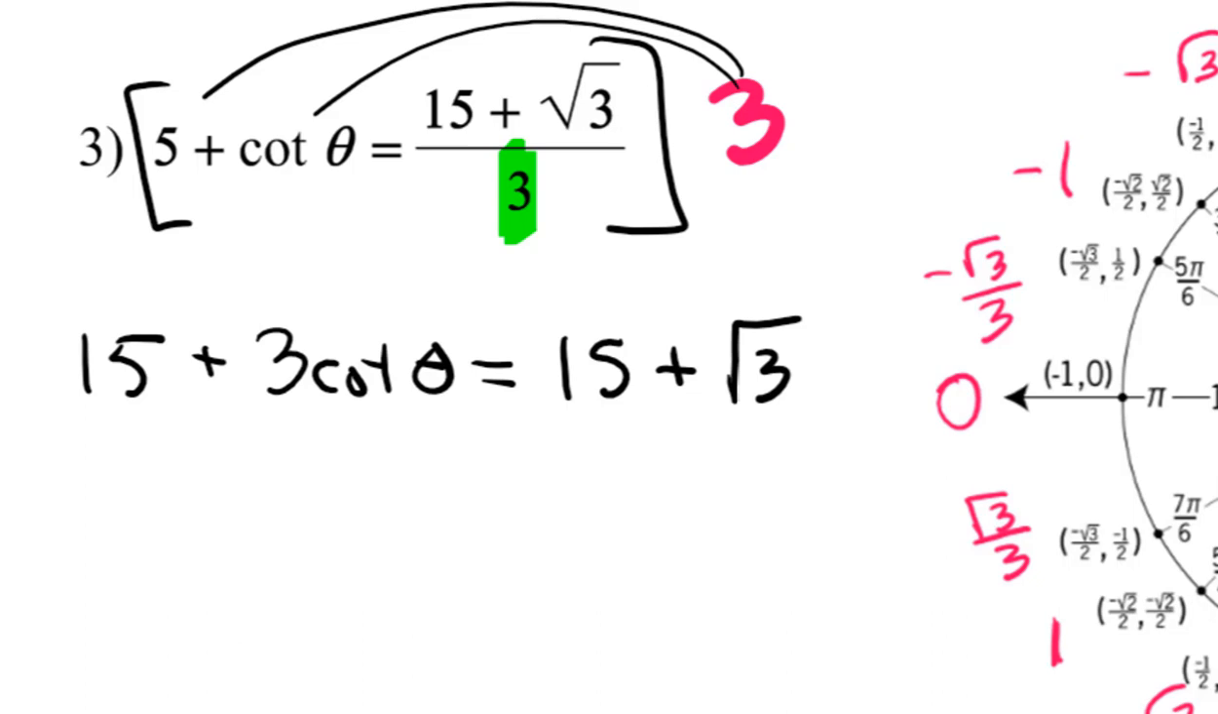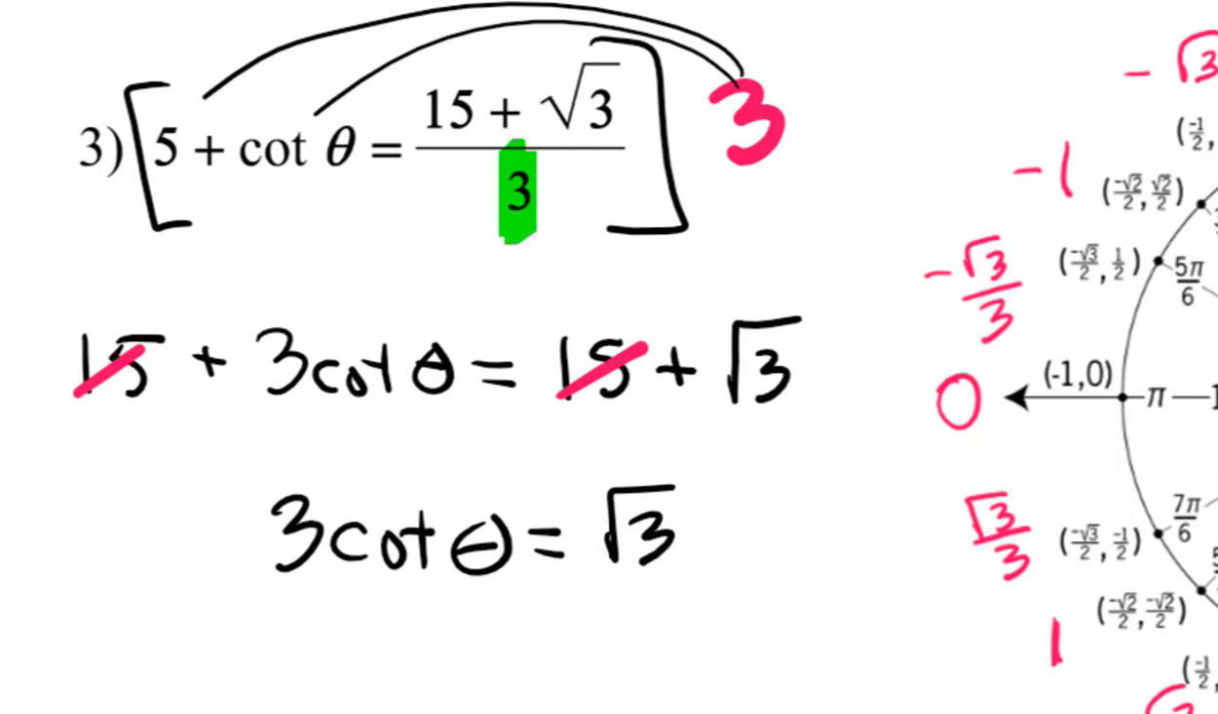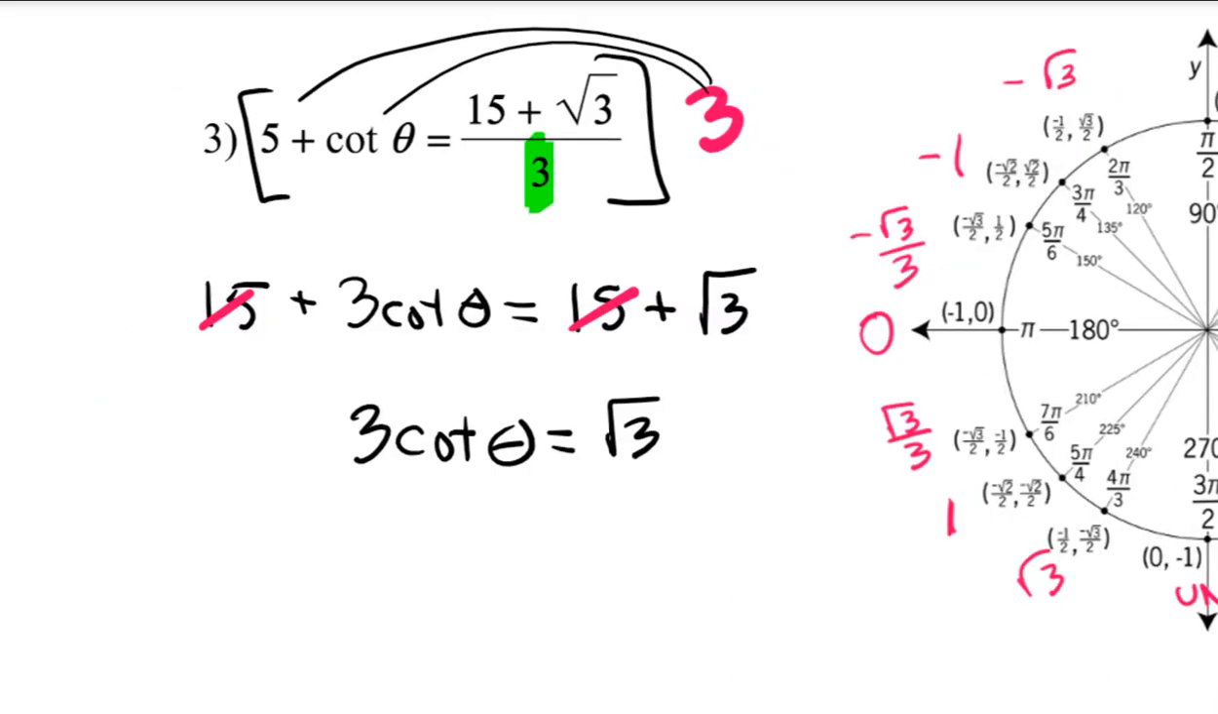From here, you're just going to subtract. Remember, we want to isolate the trig function, which in this case is just cotangent of theta. So we want to get that all by itself. First we will move the 15 on the left over to the right, or vice versa. It doesn't matter because they will both cancel out. So this 15 and that 15 are both going to cancel out and leave us with just 3 cotangent of theta equals square root of 3. Dividing both sides by 3, we end up with cotangent of theta equals square root of 3 over 3. All right, not so bad.